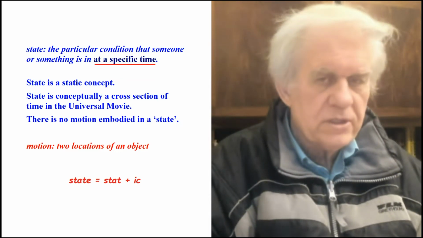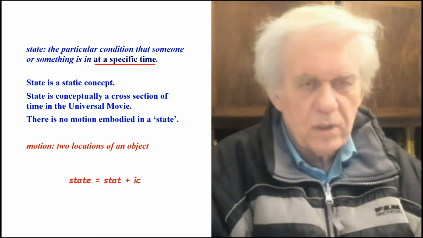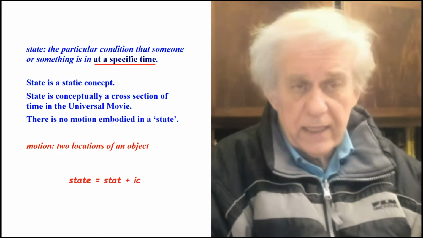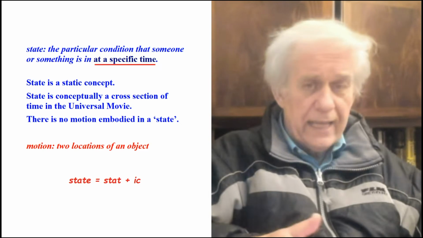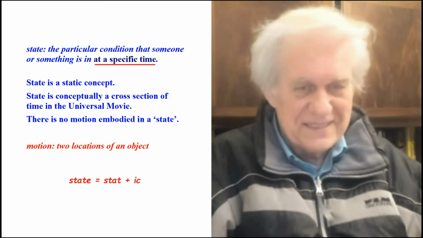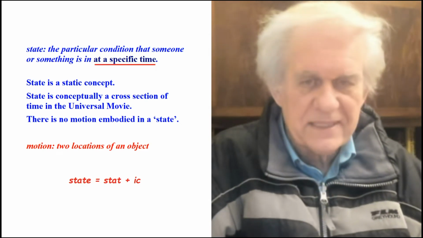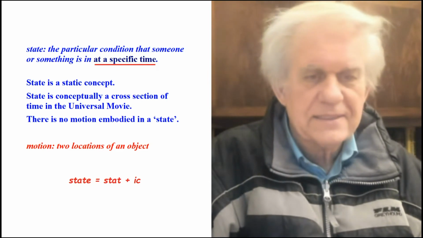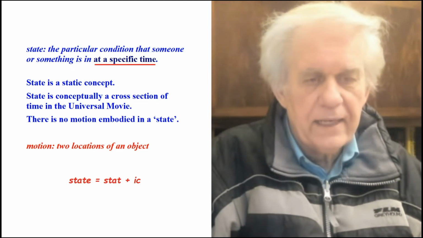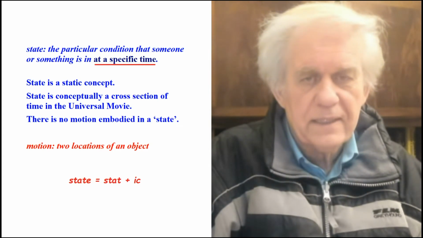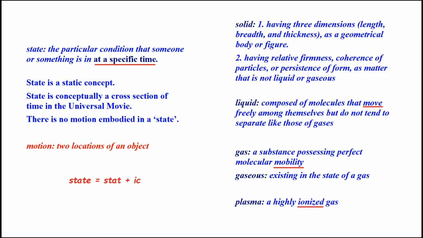Motion requires 2 or more locations of an object, and the best way to memorize what a state is: static. That's what it is. State is a static concept. So please remember that. And here, let me show you parallel to that. Here are the 3 states of matter plus plasma.